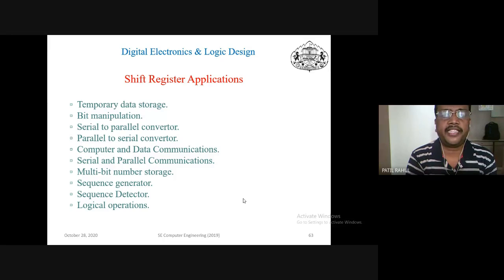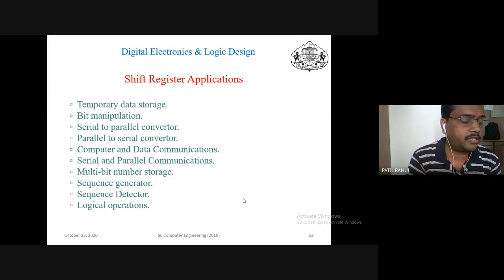Next is serial and parallel communication, which I already discussed. It is similar to the serial to parallel converter or parallel to serial converter. The next application is multi-bit number storage. Can anyone explain the meaning of multi-bit number storage? This application is related to shift registers. Is there any relationship between this application and the shift register? Can anyone give the answer? Multi-bit number storage.